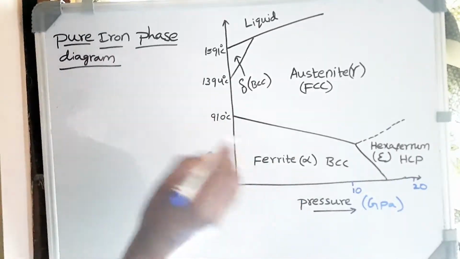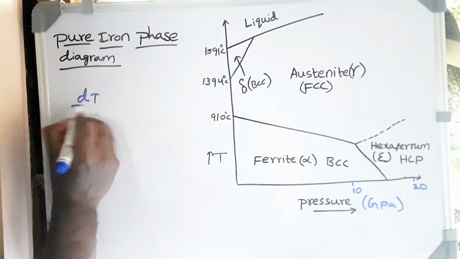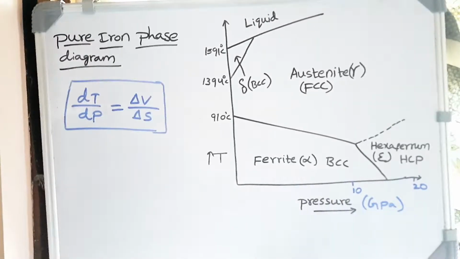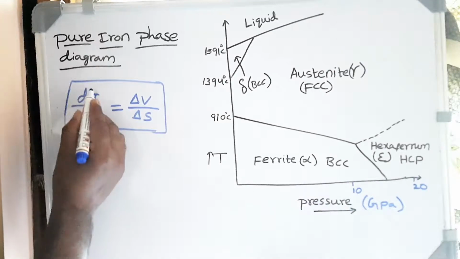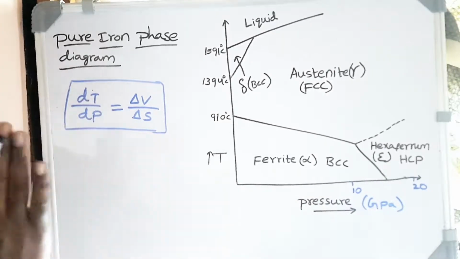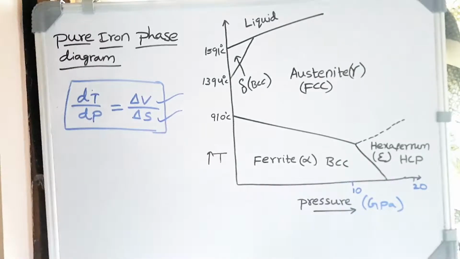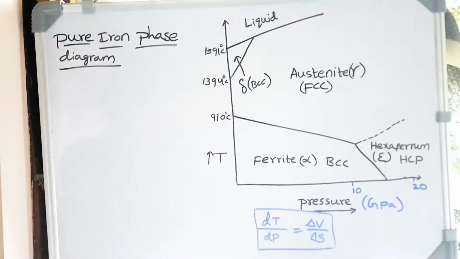For the pure iron phase diagram, the x-axis is pressure and the y-axis is temperature. So the slope of this line is given by dT/dP. In one of my previous videos, I discussed an important equation, the Clausius-Clapeyron equation, which tells us how the transformation is affected by pressure. The rate of change of transformation temperature with pressure is given by the change in volume divided by the change in entropy.